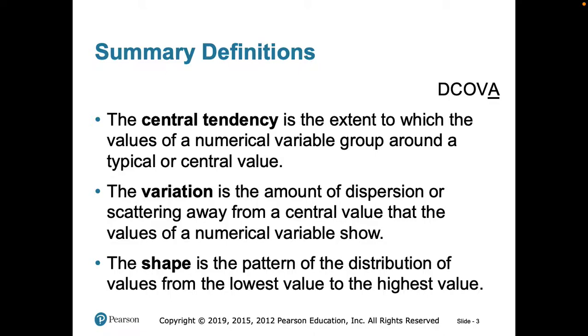And then the variation will be the amount of dispersion, basically how far away are those values from the central tendency. And the shape, when we talk about the shape, basically we're talking about how distributed those values are from lowest to highest. Where do they rank? How do they fall into place? And if you were to put them in a shape, where will they be?